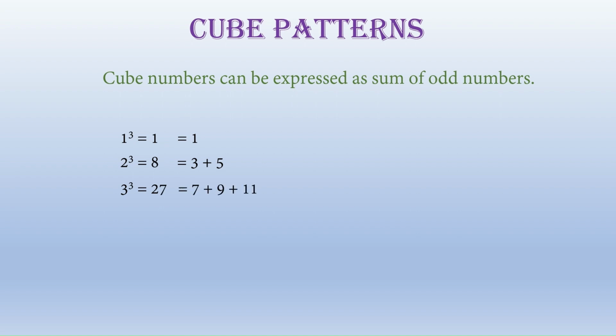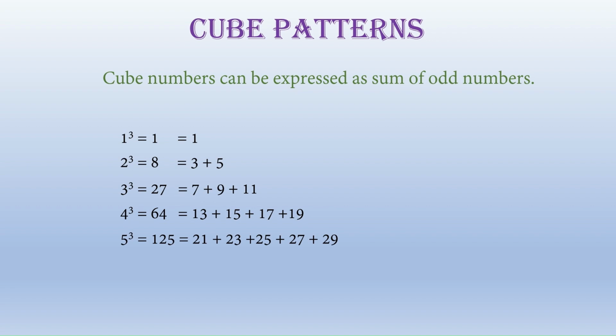Next is 3 cube. It can be written as 7 plus 9 plus 11. Here again 3 cube requires 3 odd numbers in the sum. 4 cube involves 4 odd numbers in the sum. And then 5 cube can be written as sum of 5 odd numbers. Here we have written in a sequence, so we are able to identify the odd numbers involved easily.